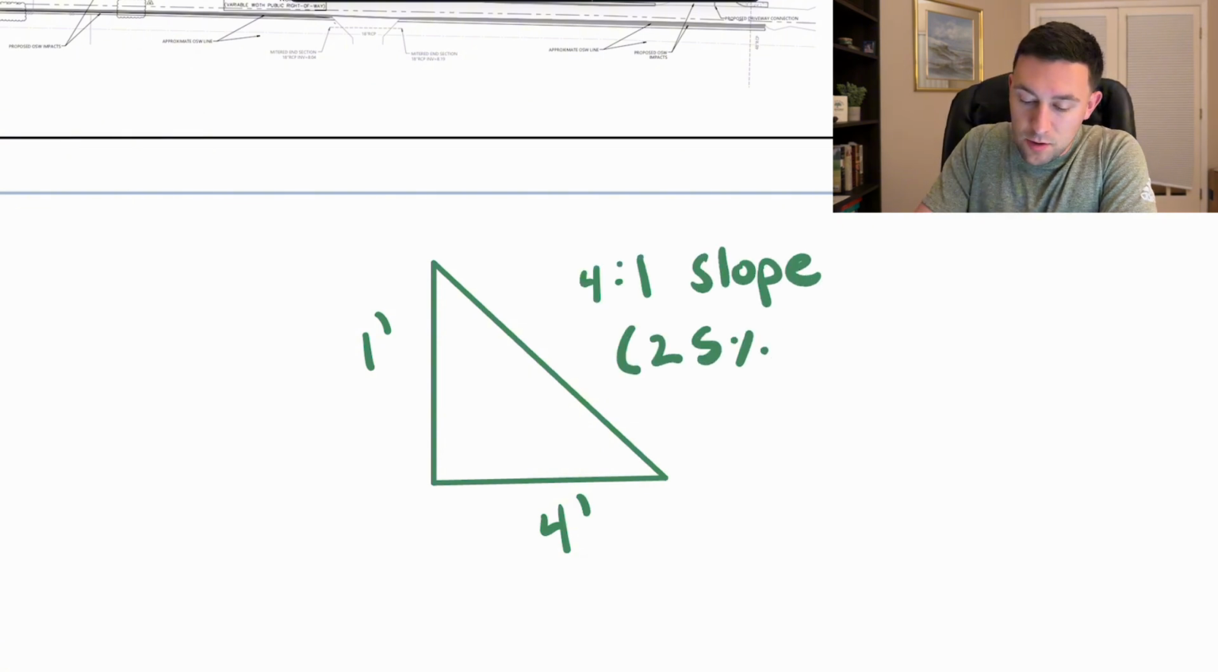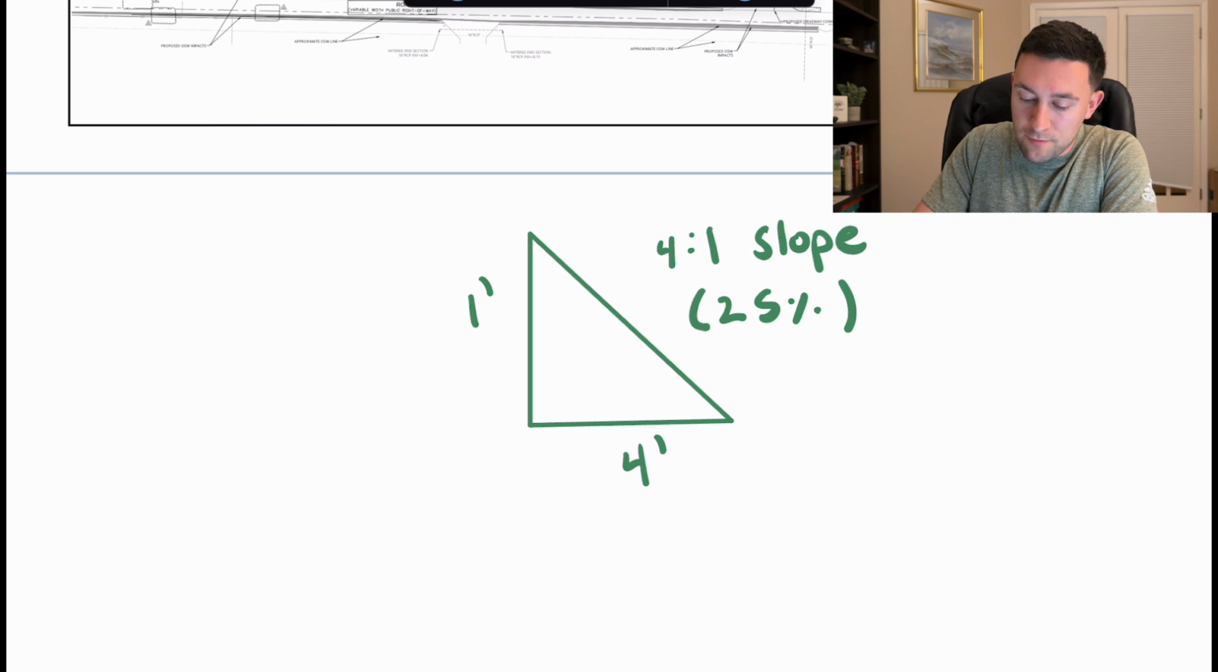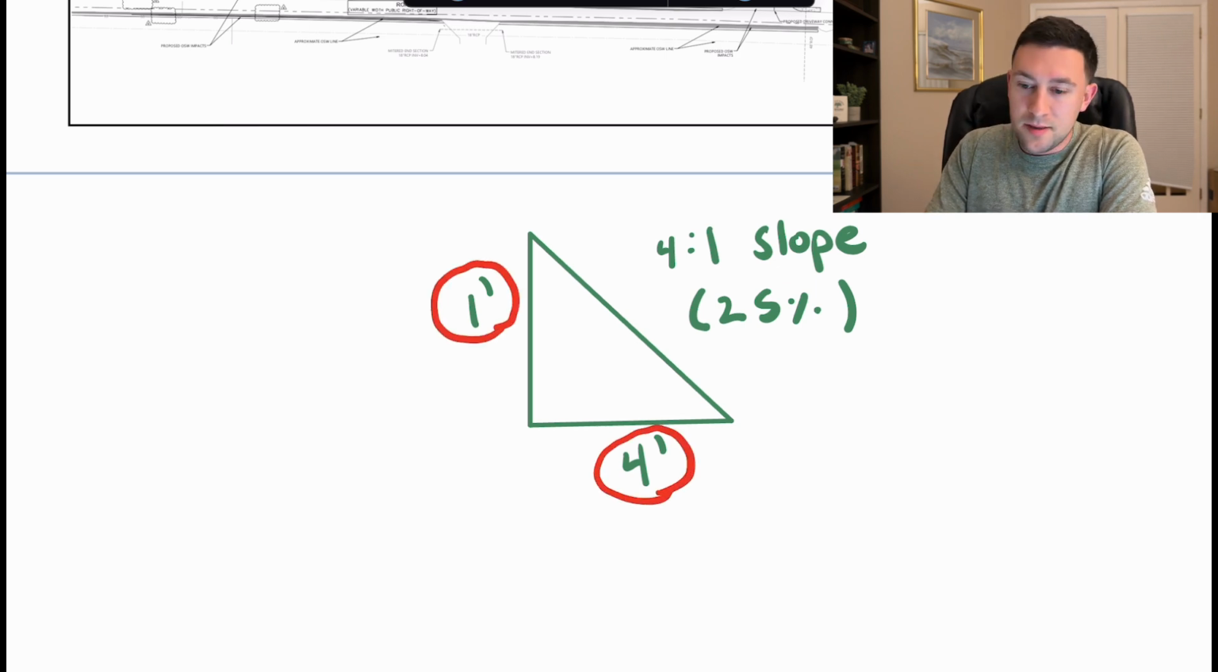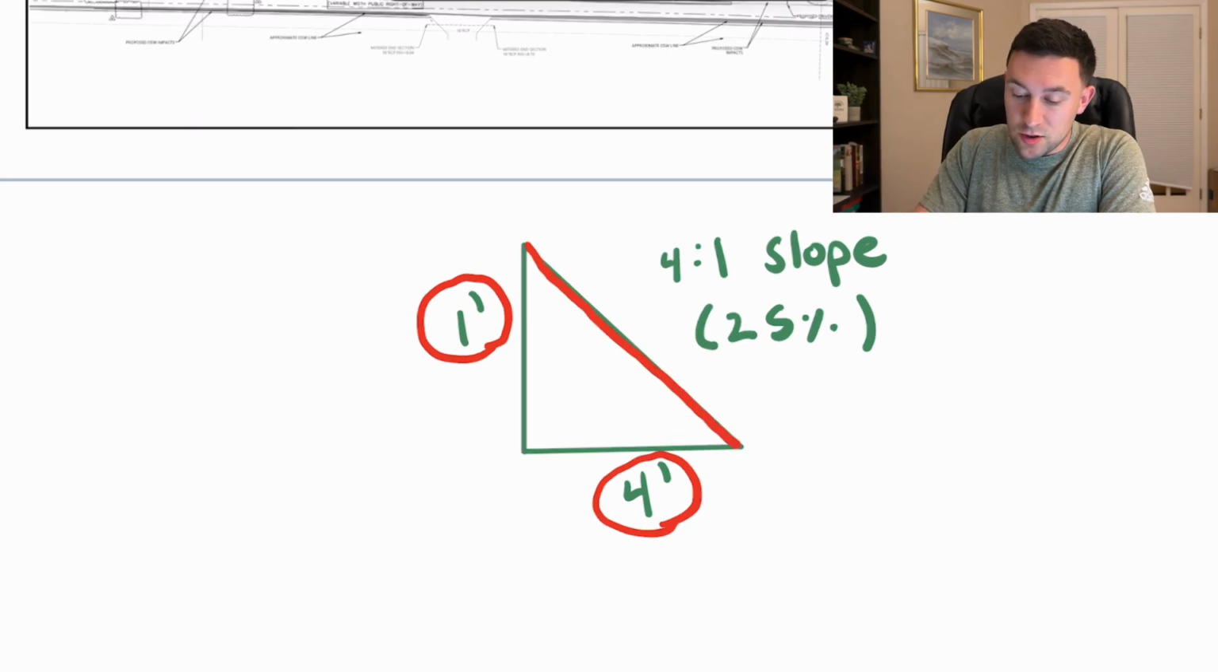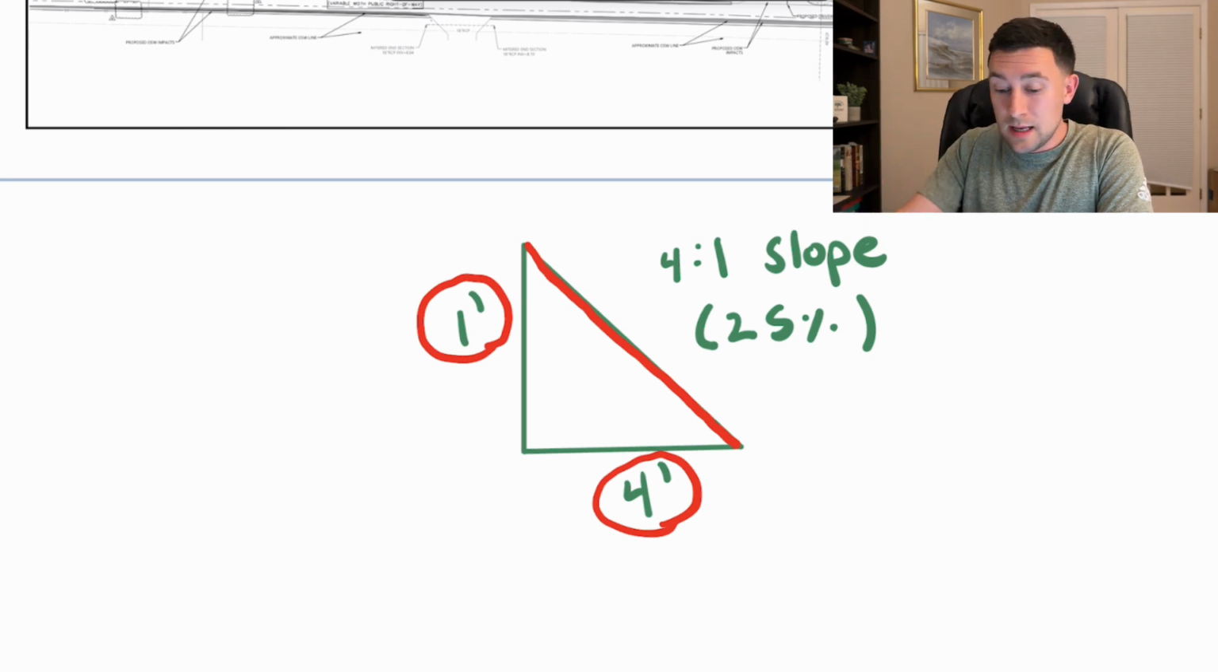And that means there's 1 foot of drop for every 4. And I know that's kind of backwards when you see 4:1, but in this case with land development and how we show slopes, the 4 here is actually the horizontal, the 1 is the vertical. So that's the max slope that we'll be able to use in this development.